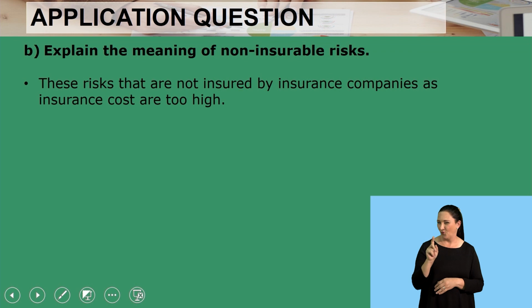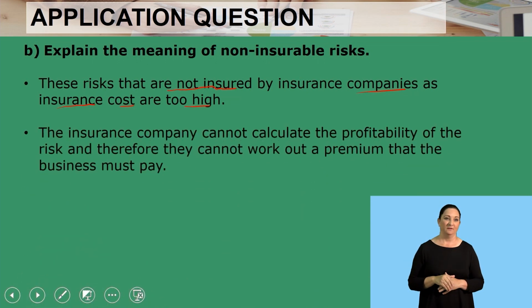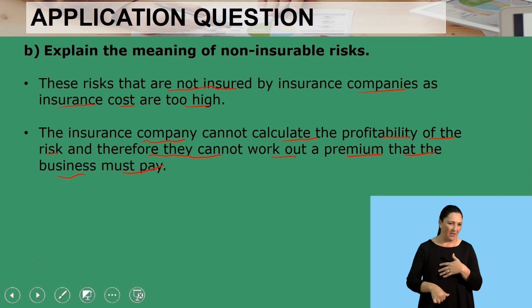What do we mean by that? These are risks that cannot be insured by the insurance company as the insurance costs are too high. That's one. Then number 2, the insurance company cannot calculate the profitability of the risk, and therefore they cannot work out a premium that the business must pay for these types of risks. These are risks such as changes in fashion. These are risks such as irrecoverable debts.